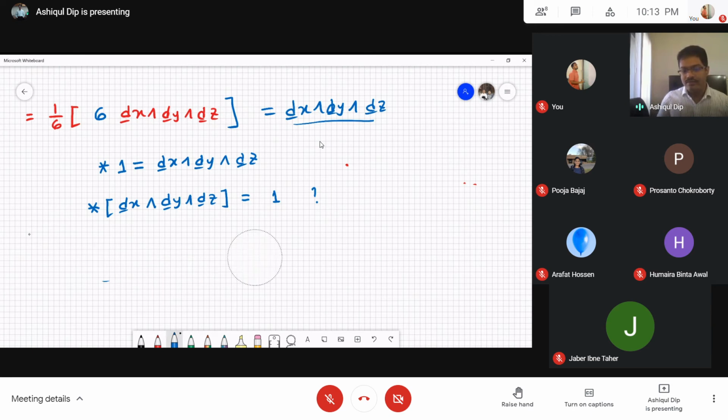So okay, I think I should take a break a little bit. Then I'll just do this last thing. What did I say last time? I said that star 1 is basically dx wedge dy wedge dz, and our guess is if we take the Hodge dual of dx wedge dy wedge dz, we'll get 1. And this is true actually. You can do the algebra and you'll find this. We'll see that in a moment after the break.